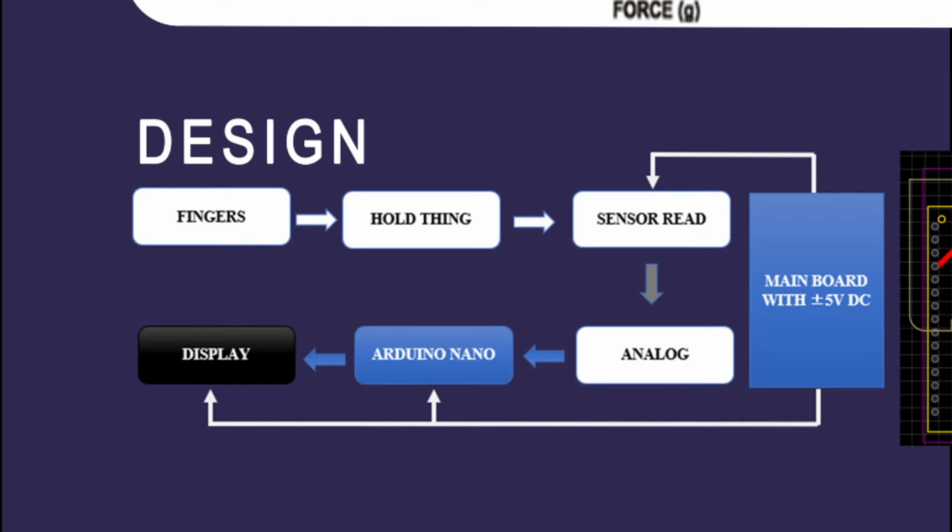And this is how it works. When we start measuring, we will hold an object in accordance with the previously studied parameters. The force sensor will read the value, and the analog signal will be transformed to a digital signal via the Arduino Nano board. It reports the user's finger muscle strength by displaying the value on the screen.